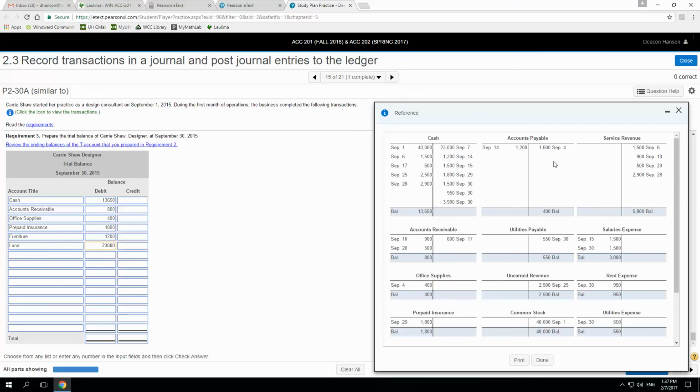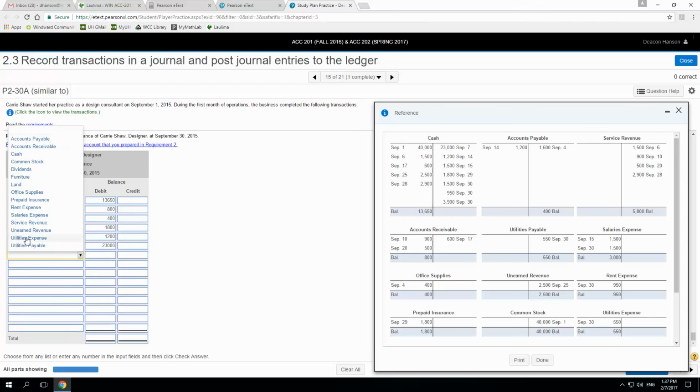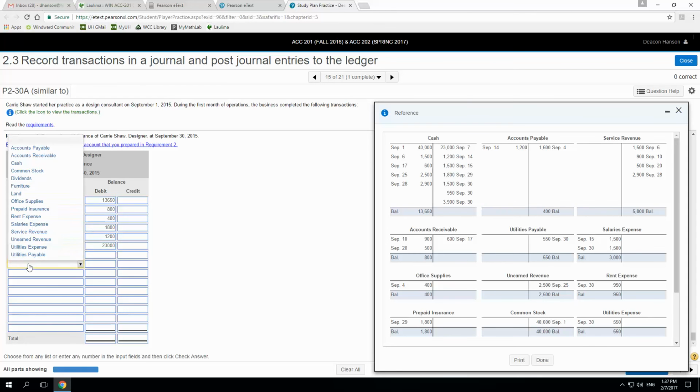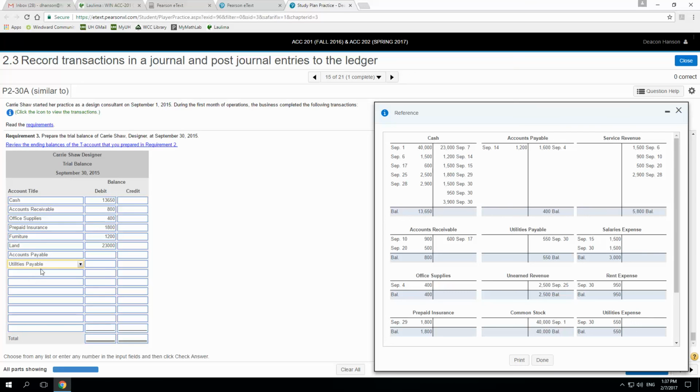Now we're going to do the liabilities, so it's starting here in the second column. I'm going to go accounts payable. I got utilities payable. Be careful with that because I saw an expense there. There's a utilities expense. You don't want to accidentally click utilities expense thinking you clicked utilities payable and then get that wrong. So be real careful. Unearned revenue is a liability.